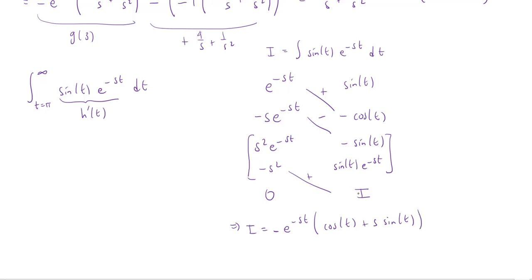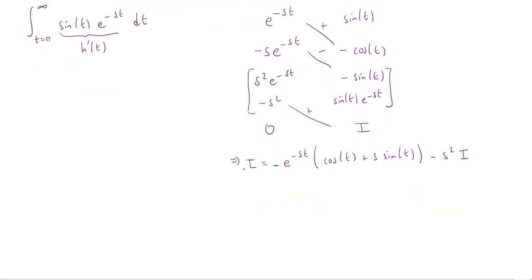Okay, but then there's this extra bit at the end, which is the minus s squared times I, right? And that's what's going to combine with the I on the left. That's the so-called I trick. So I'm going to add s squared I to both sides. When I do that, of course, I'll be able to factor out the I, and I'll have s squared plus 1 of them. And that will equal negative e to the negative st times the quantity cosine of t plus s sine of t.